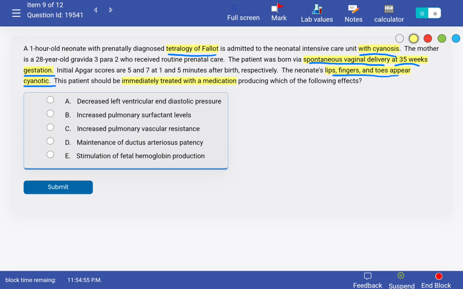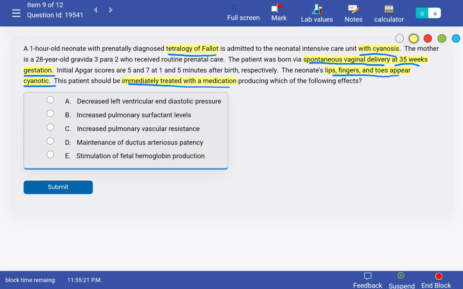This patient should be immediately treated with a medication producing which of the following effects? Option A, decreased left ventricular end-diastolic pressure. Option B, increased pulmonary surfactant levels. Option C, increased pulmonary vascular resistance. Option D, maintenance of ductus arteriosus patency. Option E, stimulation of fetal hemoglobin production.